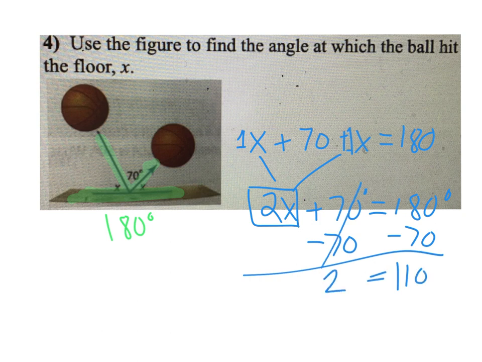The 70s cancel out. And what's our final step, guys? You're going to take your coefficient number inside of that box. That's your dividing number. So you can do the opposite of multiplying by 2, divide by 2. And that's going to get you your x value, which is 55 degrees. So x is the angle that the ball hits the floor and exits.